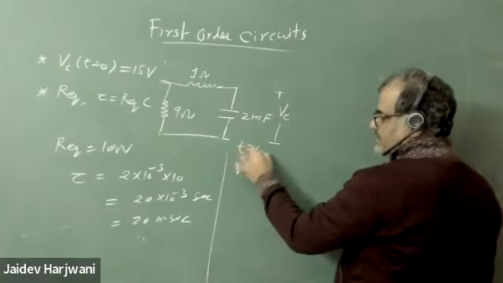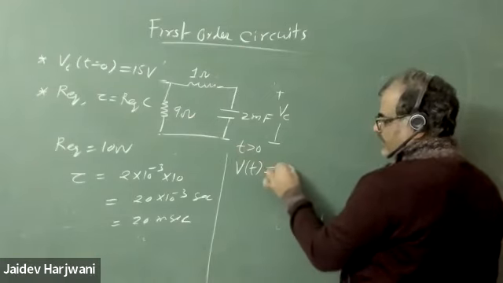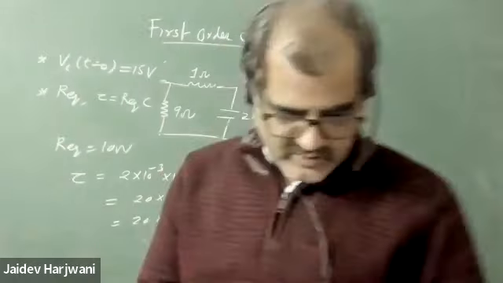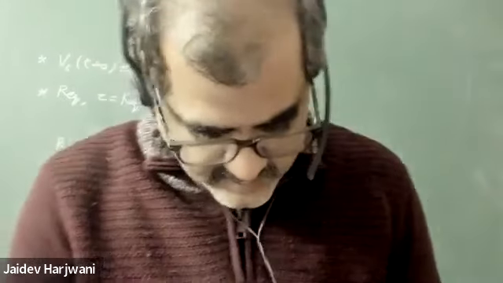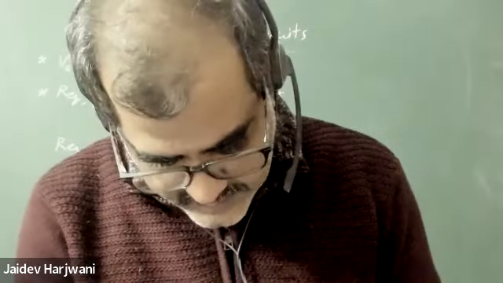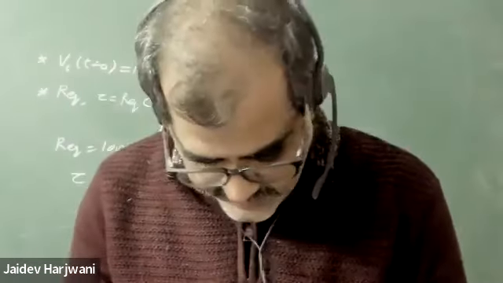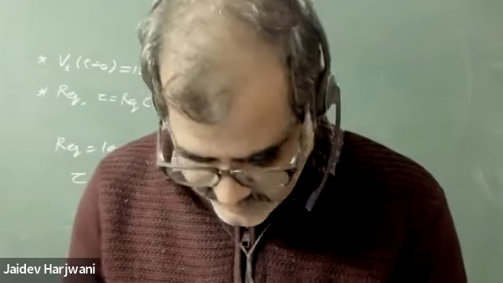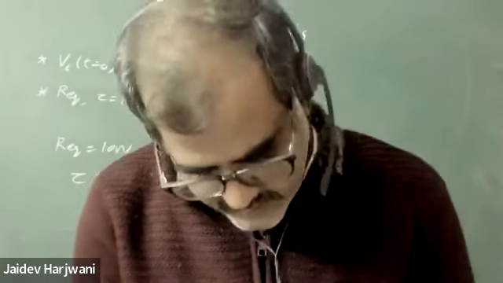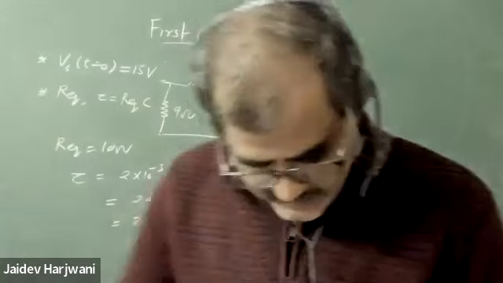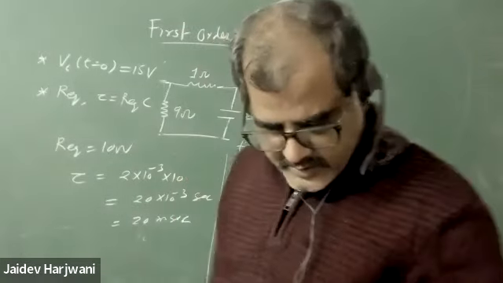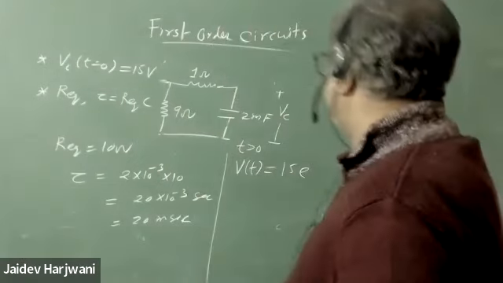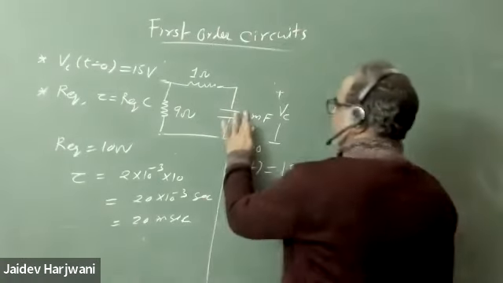Okay, and t is greater than 0, so you have V(t) equals 15 e power. Okay, let me check the answer also one time whether I'm making a mistake or not. So this I'm calculating. Just give me 1 minute to check whether the question is correct. Okay, so this is 20. This is 20 or 200. C is what? C is 20 millifarad.